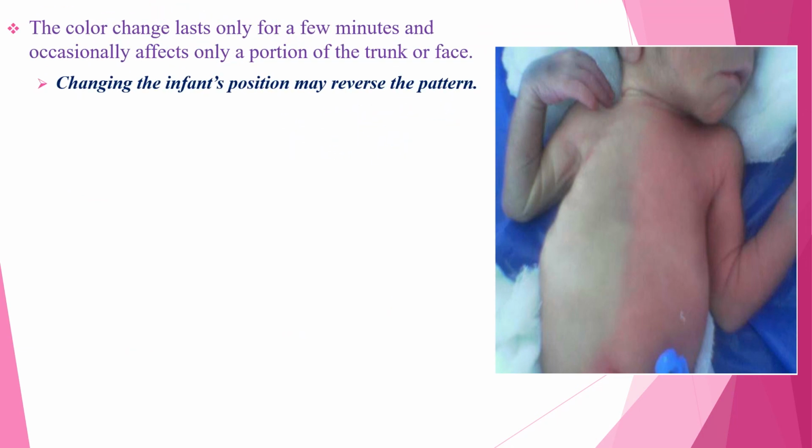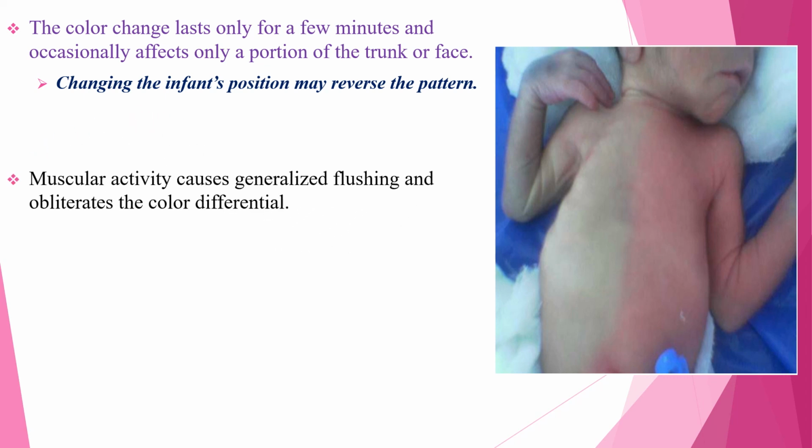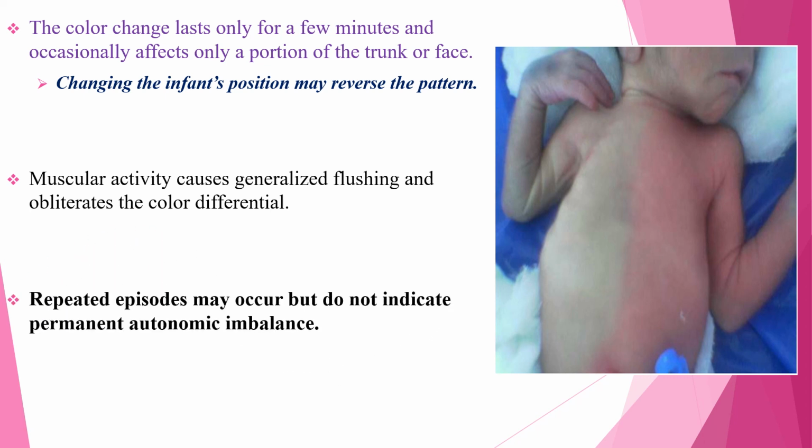As you see in the image, the color change lasts only for a few minutes and occasionally affects only a portion of the trunk or face, and changing the infant's position may reverse the pattern. Muscular activity causes generalized flushing and obliterates the color differential. Repeated episodes may occur, but it does not indicate permanent autonomic imbalance.